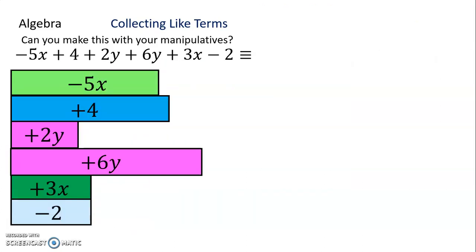If I prefer, I can answer this question using a bar model, which saves me having to draw out the individual counters. So instead of 5 individual negative x's, I've drawn a bar to represent those. And then just like with the counters, I'm going to move these around to collect together my like terms.